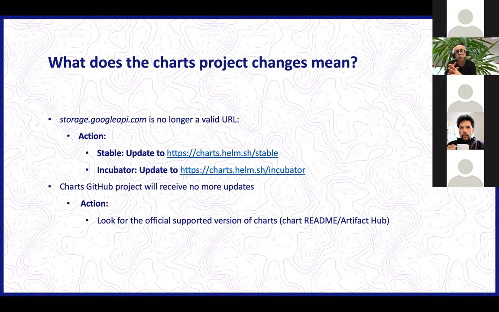So the best way to do this is to do a helm repo remove of your stable, and then a helm repo add with this particular URL, and the same for the incubator.